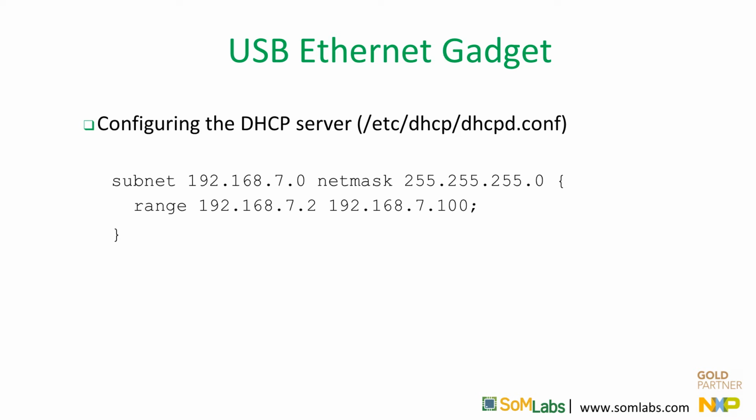We open the file, for example, with the nano editor and add the subnet definitions at the very end of the file as on the slide. As a result of such change, the server receives a pool of addresses from 192.168.7.2 to 700. By the way, we have to remember that the USB 0 interface must have an address from the same subnet.